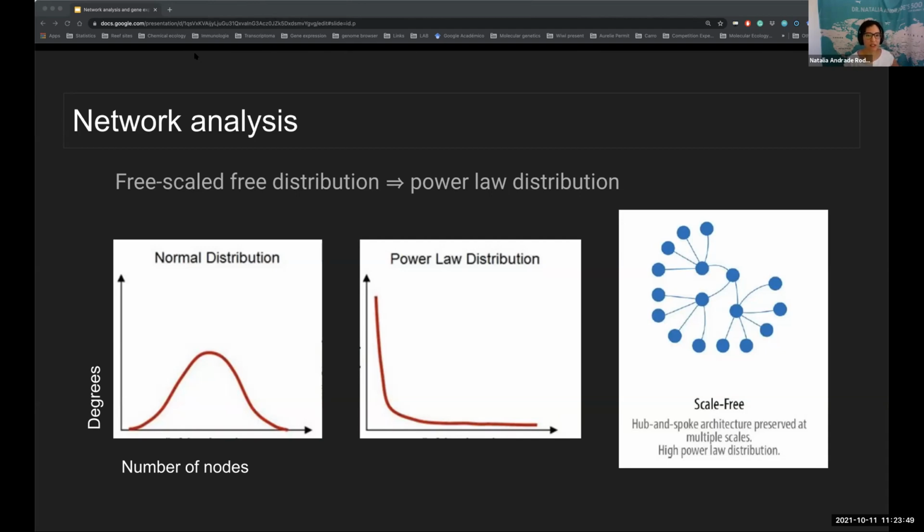Then these scale-free networks have some assumptions. The first one is that a scale-free distribution allows growth, which means that the number of nodes can increase over time in the model. It also assumes preferential attachment, so that more connected nodes are more likely to receive new links. As I told you, if a new person comes to a social network, they are more likely to go and meet this person than this one.